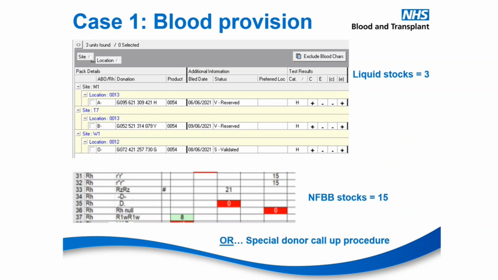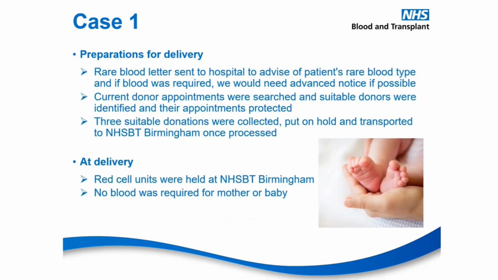So closer to the patient's EDD, we did a search for liquid units that match the appropriate phenotype. We had 3 liquid units in stock. So we went to look at our frozen stocks, which are held by our National Frozen Blood Bank in Liverpool, and we had 15 of those. But being as we had time, we'd identified this early, we could go with a special donor call-up procedure to identify donors.